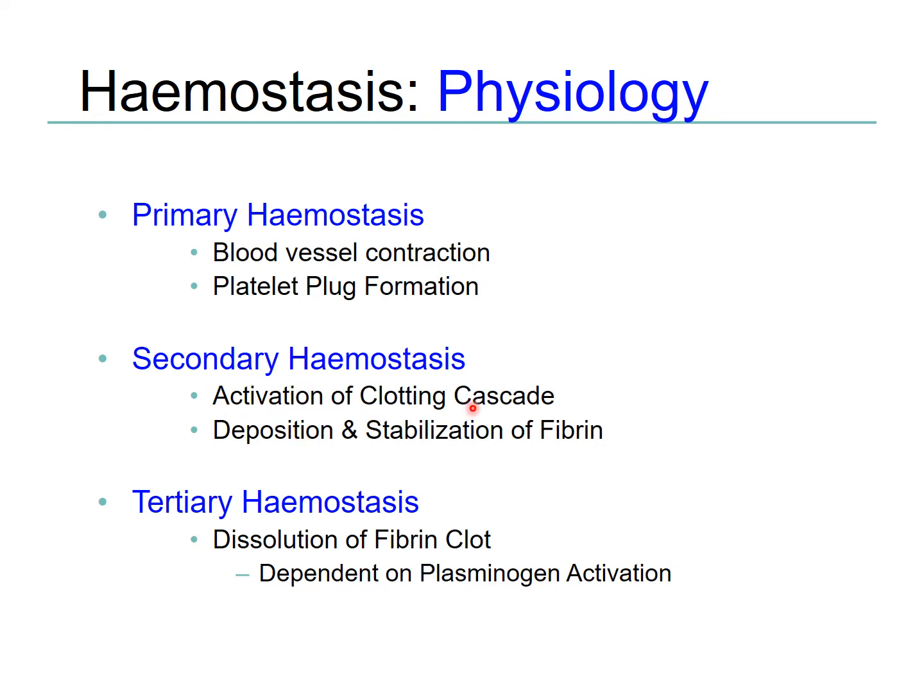Activation of the clotting cascade, which we shall discuss in a bit more detail in the next slides, leads to deposition and stabilization of fibrin, which is the definitive blood clot. Now, at a later stage, to prevent thromboembolic disease, the blood clot undergoes dissolution. So dissolution of the fibrin clot is what we call tertiary hemostasis and is dependent on activation of the plasminogen.